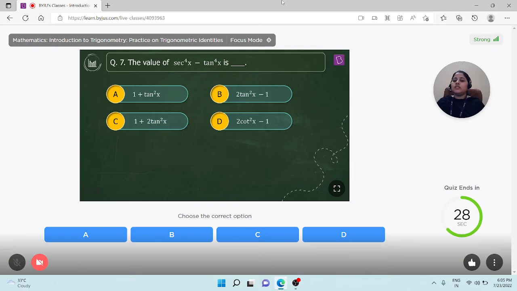Students, you can write sec to the power of 4 x as sec square x whole square minus tan square x whole square. You can use a square minus b square here. Try to solve this and choose your answer. Bhumi, Shanvi, Devraj, please check your answers.